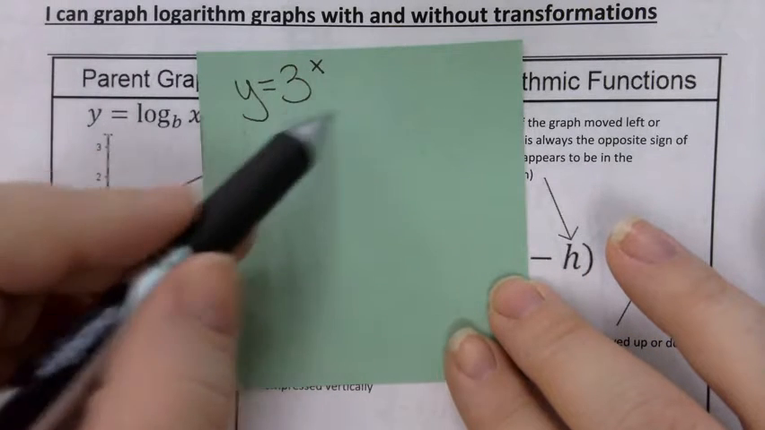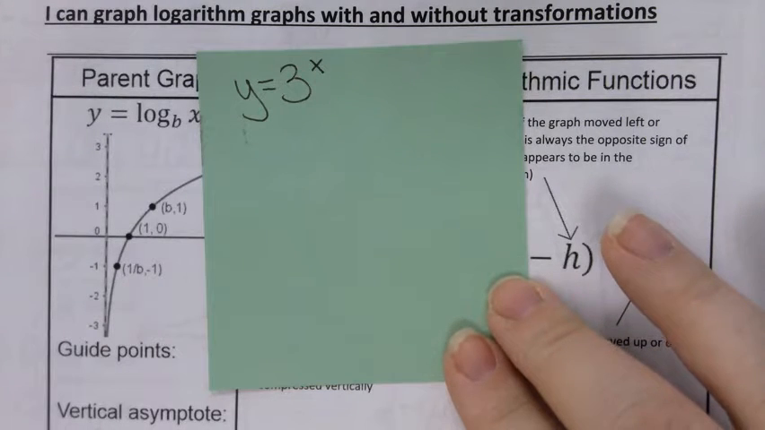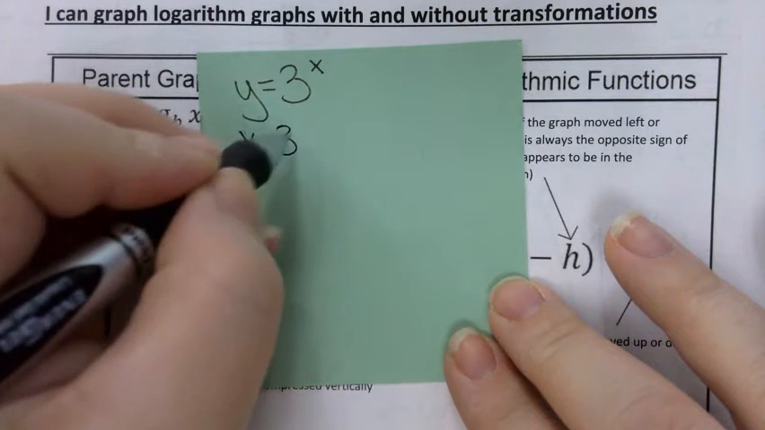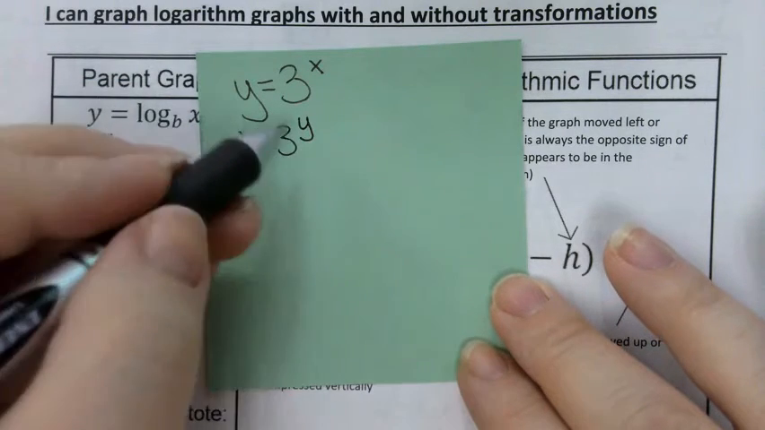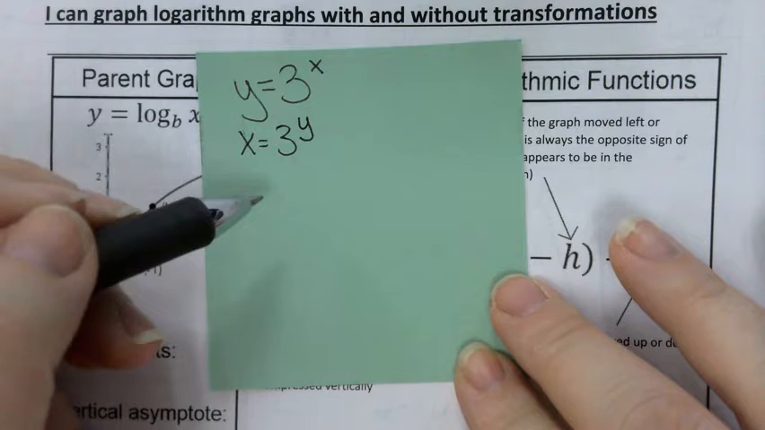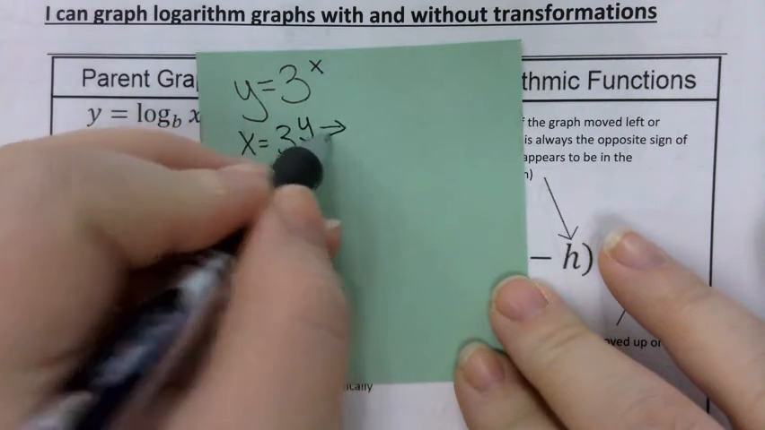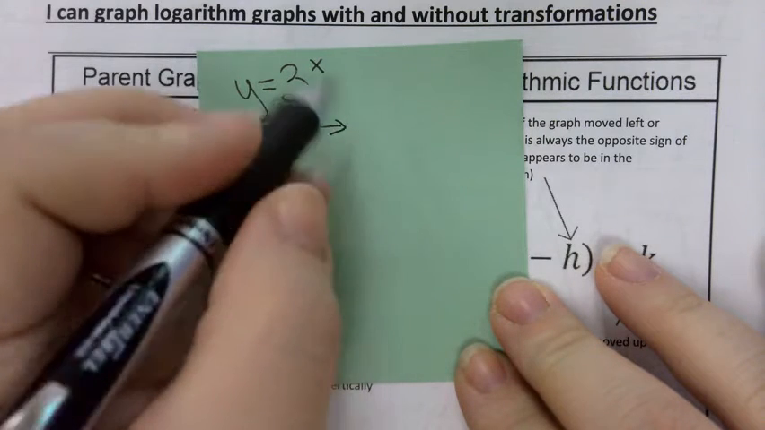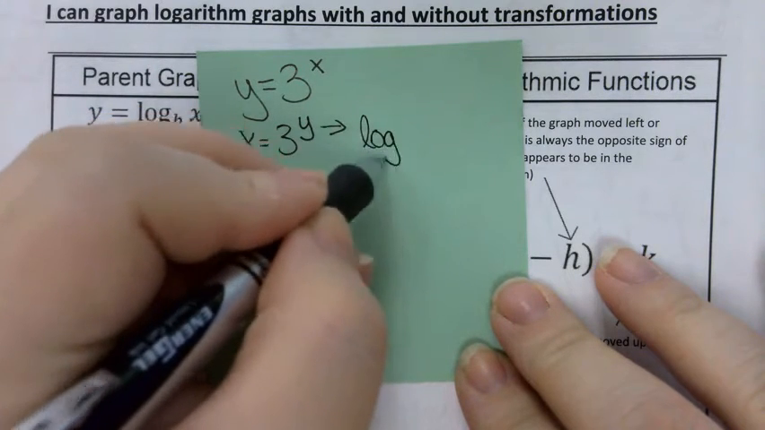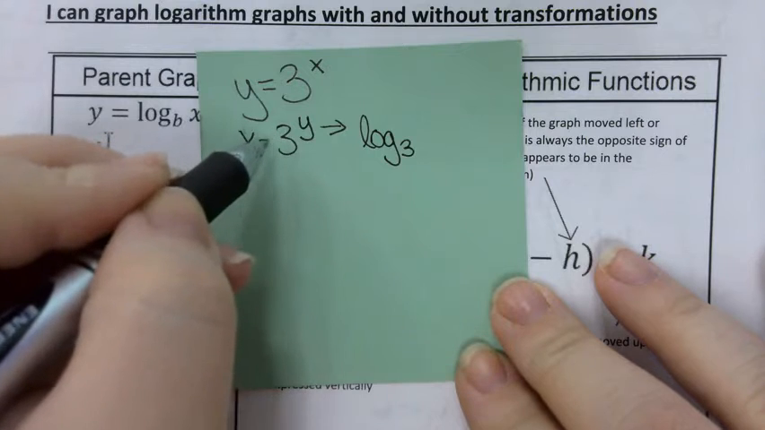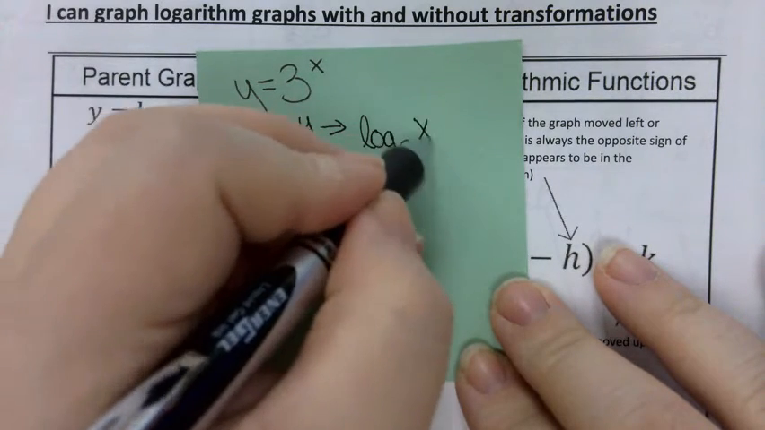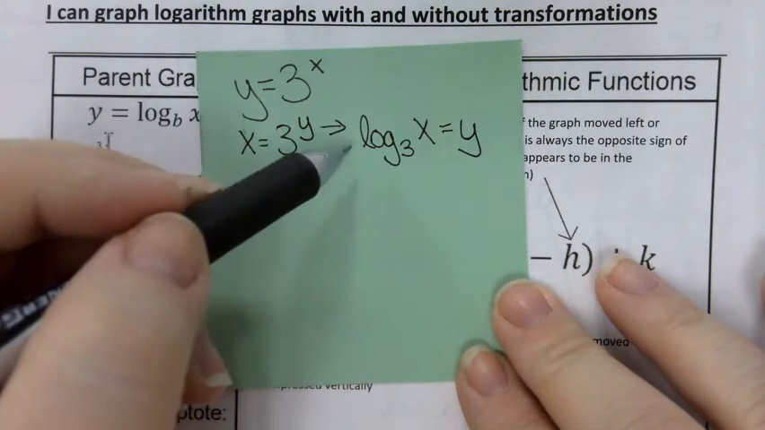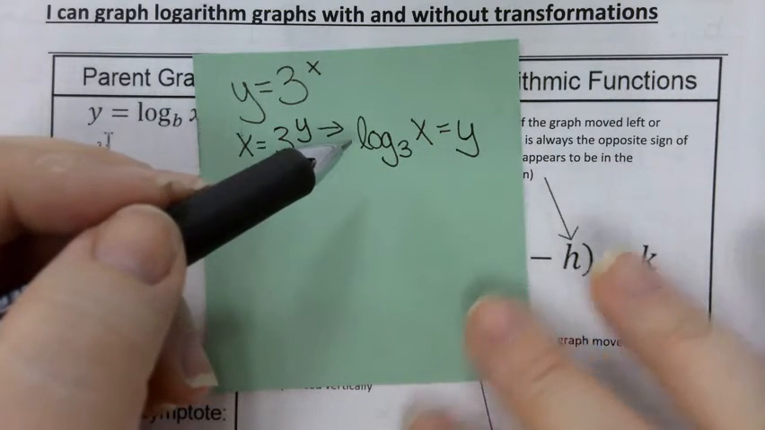Well, if I have an exponential function like what I have here, I can switch x and y to give me x equals 3^y, but I don't really have a way to get this y out of the exponent and be by itself. And that's where logs come into play. Logs allow us to rewrite this equation so that y is by itself. And we do that by taking log with a base of 3, because that's the base of the exponent, of x equals y.